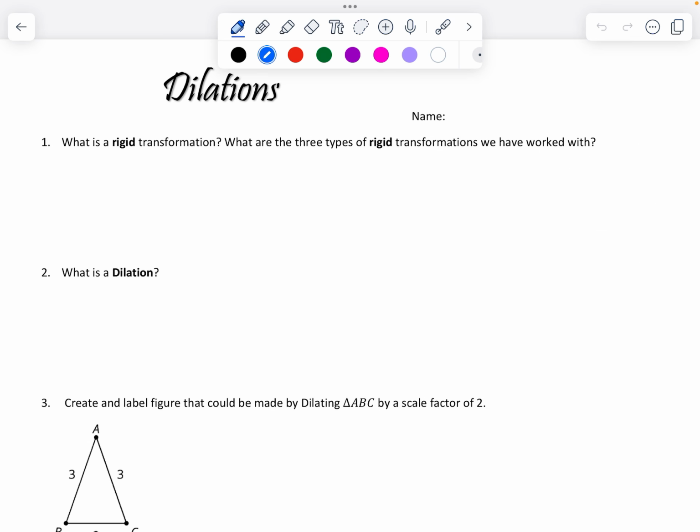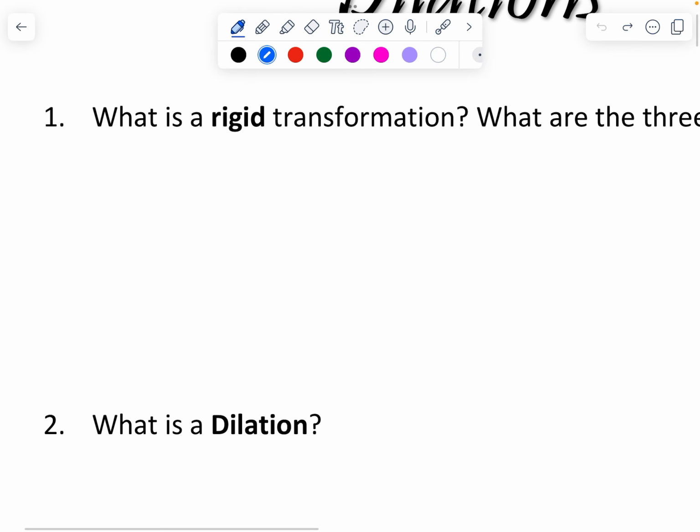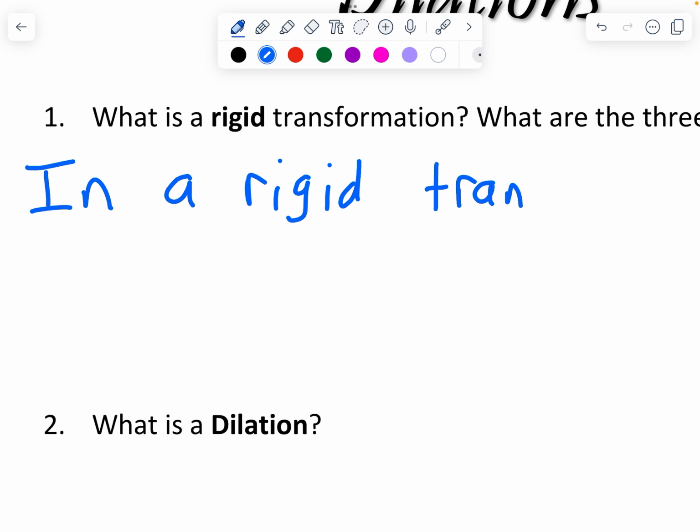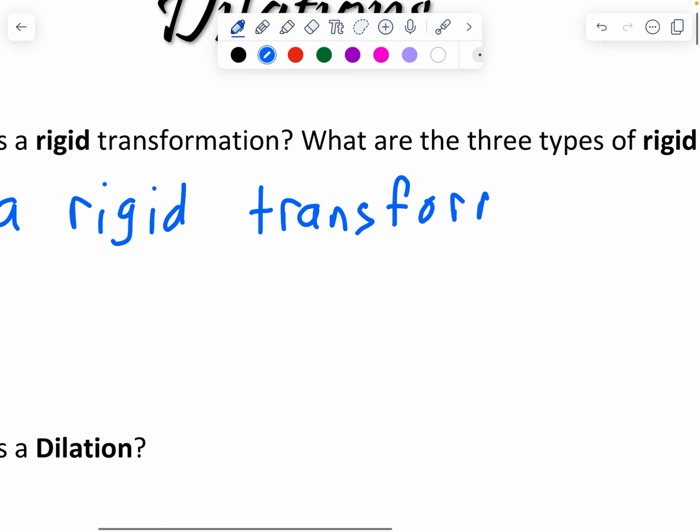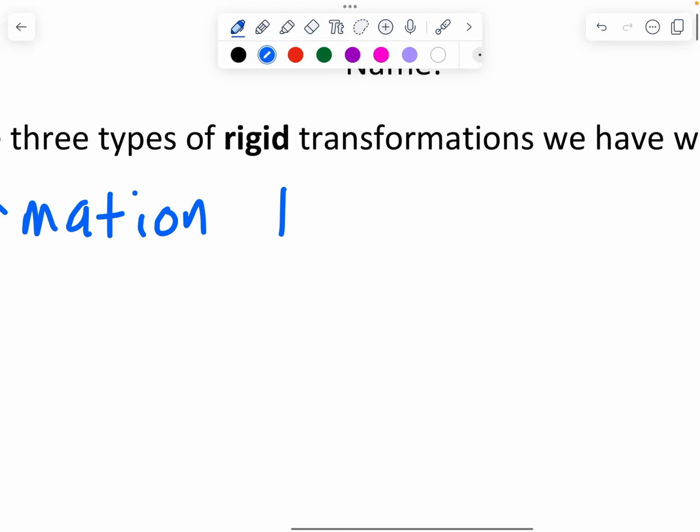All right, today we're going to talk about dilations, okay? And dilation is a type of transformation. Now, we've talked a lot about transformations this year. Specifically, we talked about rigid transformations. And if you remember, in a rigid transformation, the shape stays congruent.